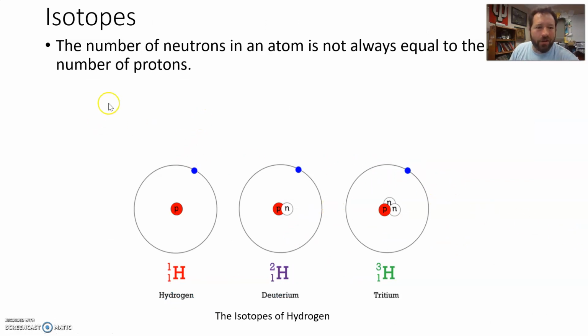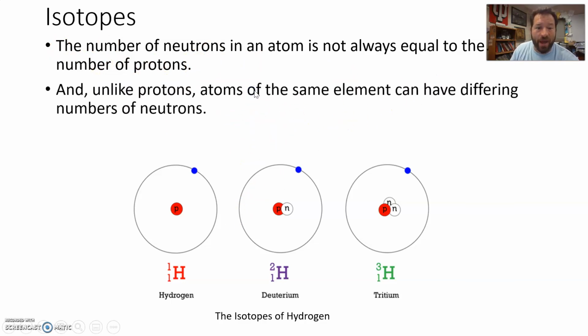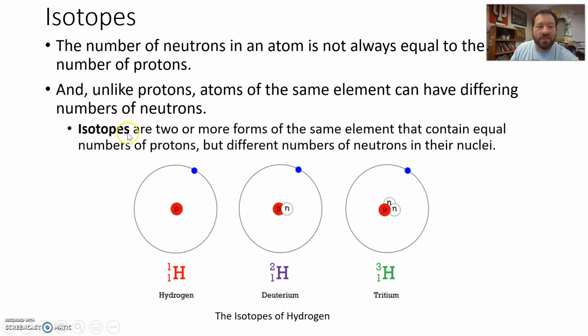So unlike the number of protons, which is defined by the element, the number of neutrons in an atom is not always the same. And it doesn't always equal the number of protons. So some atoms of the same element can have various numbers of neutrons. When this is the case, we call them isotopes. So a very important term there, isotopes. And isotopes are 2 or more forms of the same element that contain equal numbers of protons, but different numbers of neutrons in their nuclei, which is plural for nucleus.